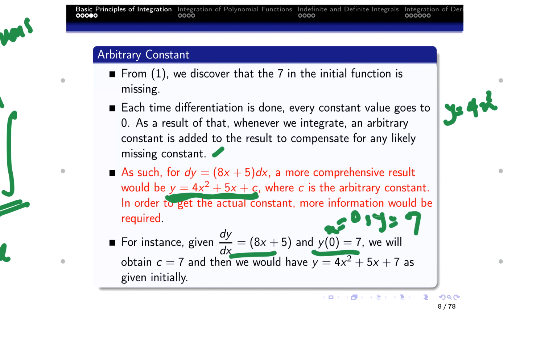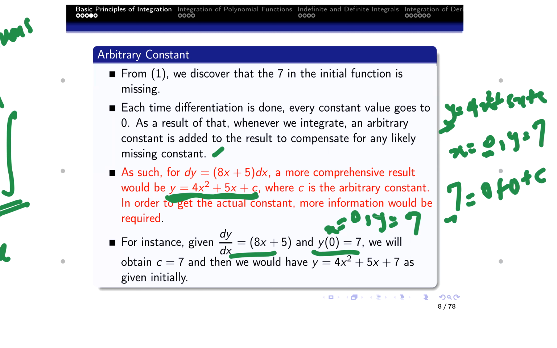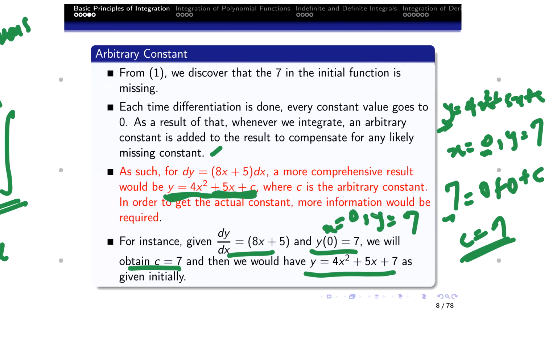So if you do that, you have y equals 4x squared plus 5x plus c. And you've heard now that when x is 0, y is 7. That means you have 7 equals 4 times 0 squared, which is 0, plus 5 times 0, which is also 0, then plus c. So now you see c is equal to 7. So instead of just having y equals 4x squared plus 5x plus c, you finally obtain your c to be 7, and then we would have y equals 4x squared plus 5x plus 7 as given initially. But if you don't have that extra information, you just leave it with the arbitrary constant c, like explained earlier. Okay, so that's the idea.